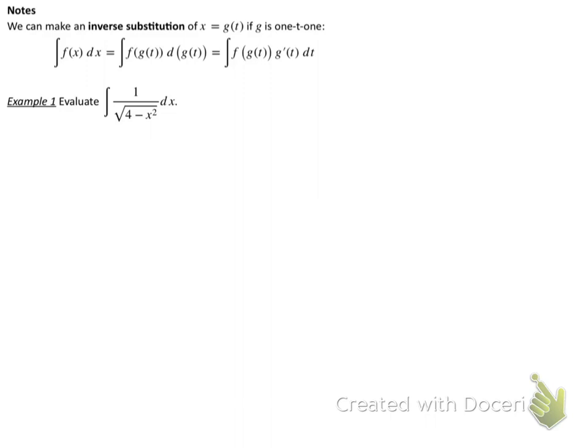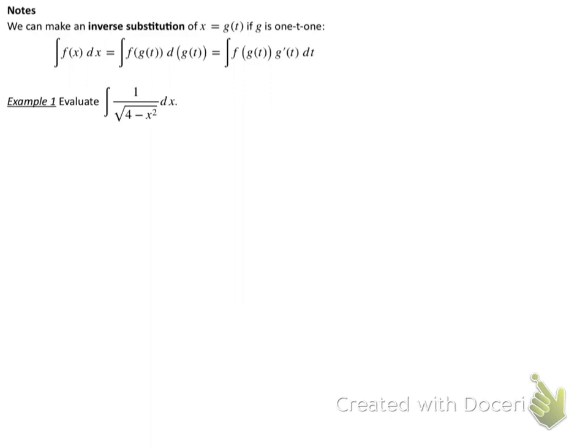In particular, the reason you are making your x a certain function is because, at least in this section, you want to get rid of that radical. So for example, when I'm evaluating this integral of 1 over square root of 4 minus x squared, I would say I don't like that square root and I want that radical to disappear. How can I make it disappear?